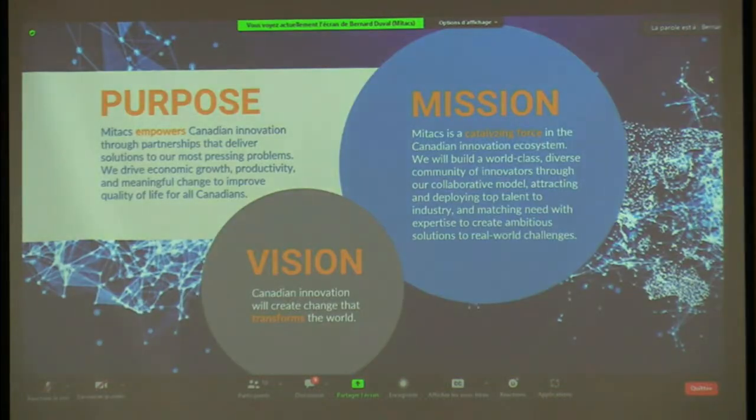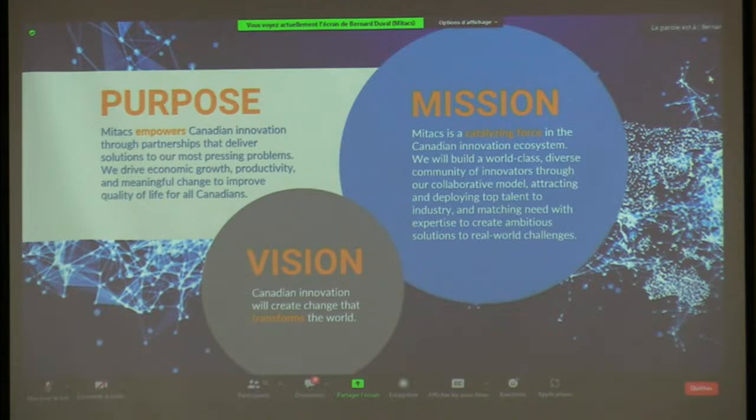So about what is Mitax? I'm sure most of you don't know about Mitax. The purpose of Mitax is to empower Canadian innovation through partnerships that deliver solutions to our most pressing problems. We drive economic growth, productivity, and meaningful change to improve quality of life for all Canadians. And this is not only in telecom and next-gen technologies, it's all disciplines you will find in universities, including human resources, social innovation, and so on.